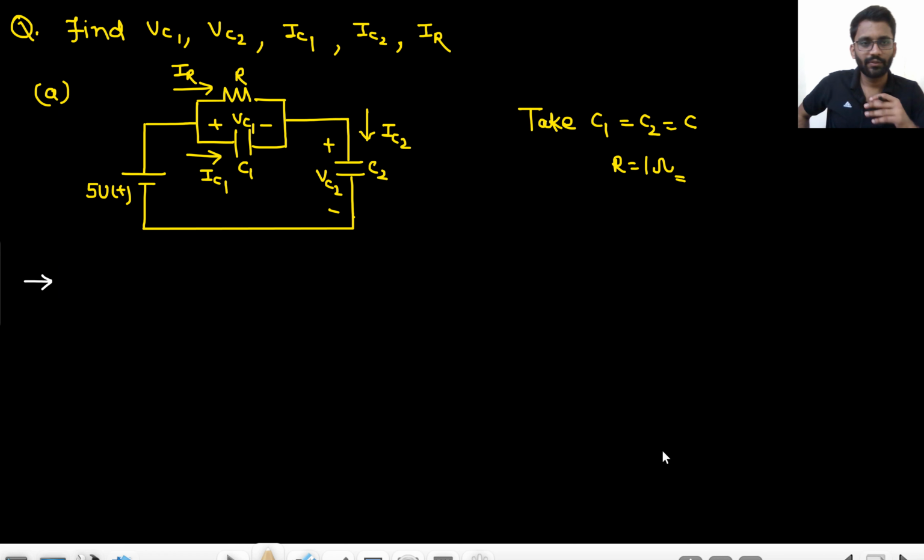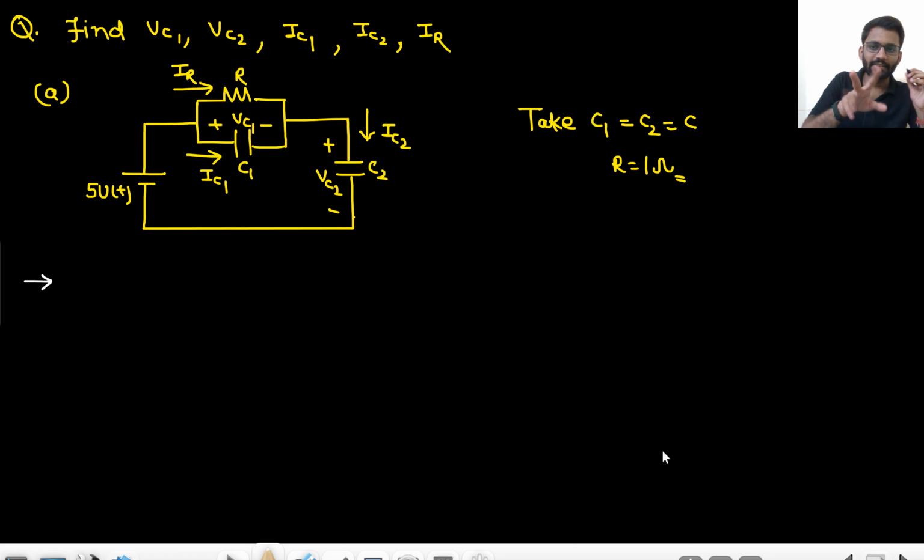Hello everyone. So in this video we will see the analysis of this circuit. We need to find VC1, VC2, IC1, IC2 and IR. Everything we will find. Okay. So all the concepts that we have studied previously will be used here. Okay. So just see the circuit carefully.